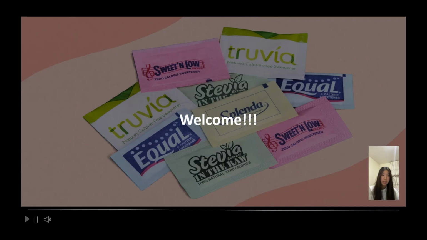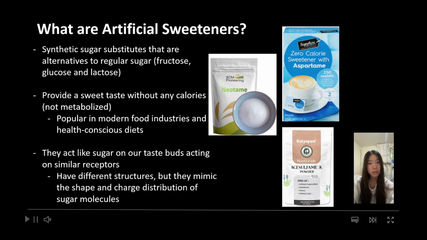Today we'll talk specifically about artificial sweeteners, and let's get right into it. So what are artificial sweeteners? Artificial sweeteners are synthetic sugar substitutes that are alternatives to regular sugars, including glucose, fructose, and lactose. These provide a sweet taste without the calories of regular sugar, as they are not metabolized in our bodies. They're designed to taste like sugar, act like sugar on our taste buds.